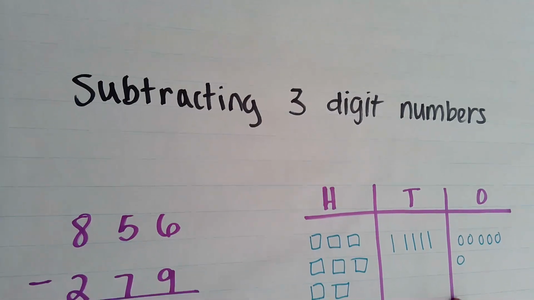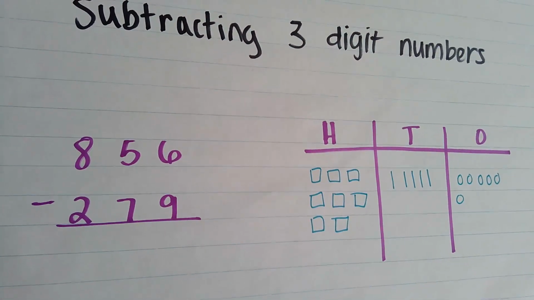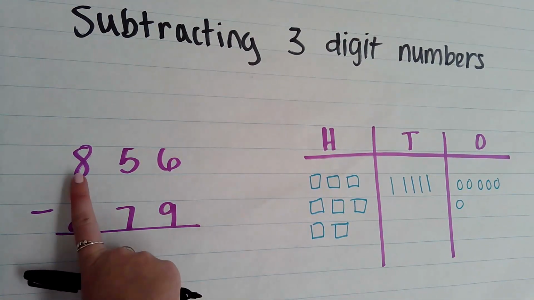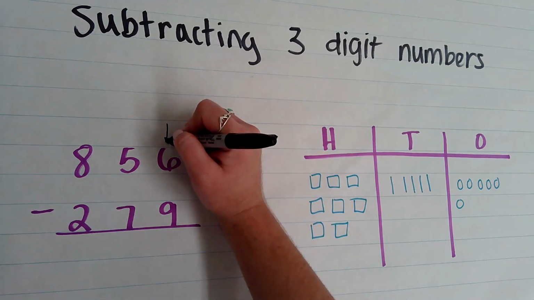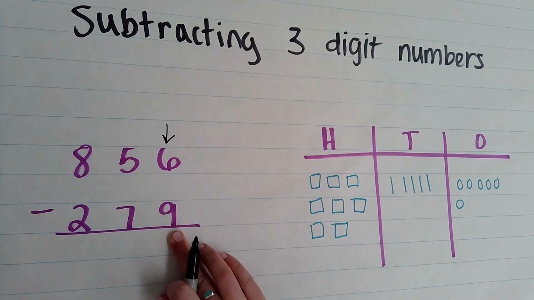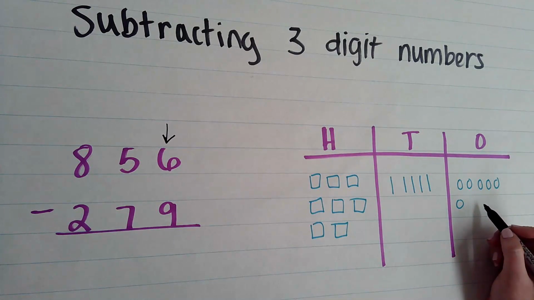In third grade, we also do subtracting with three-digit numbers. Right here, I'm going to subtract 856 minus 279. I already have my 856 drawn out. Unlike addition, with subtraction, what I'm going to do is I'm going to cross out. So again, I have to start in my ones place. I'm supposed to take away 9 1s. But I don't have that over here.